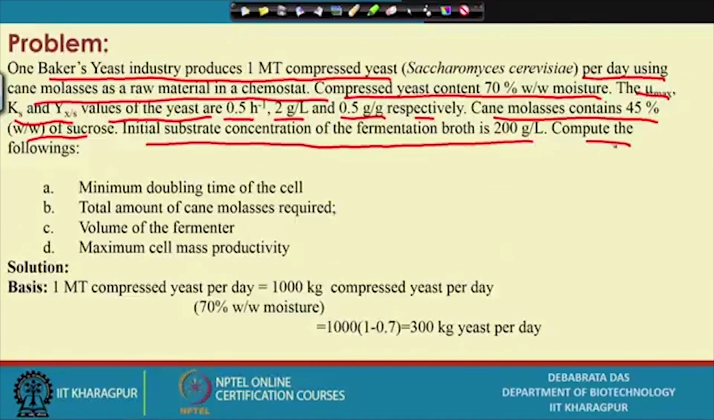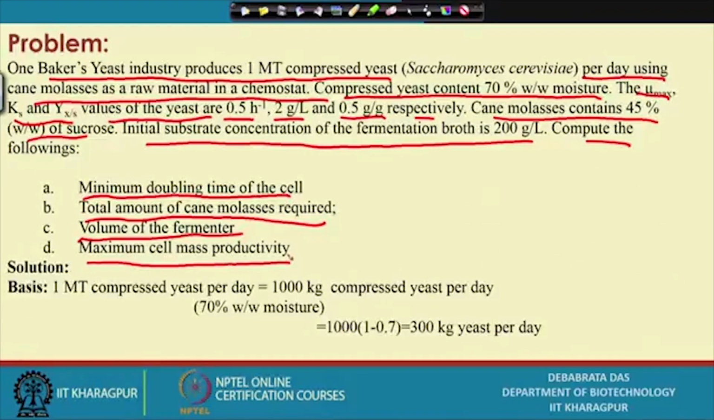Compute the following. What shall we have to compute? We shall have to find out the minimum doubling time of the cells, the total amount of cane molasses required, the volume of the fermenter, and the maximum cell mass productivity.